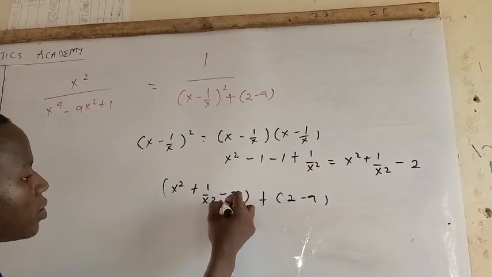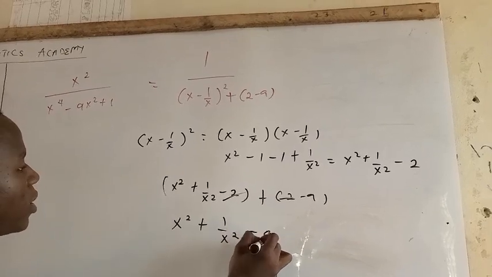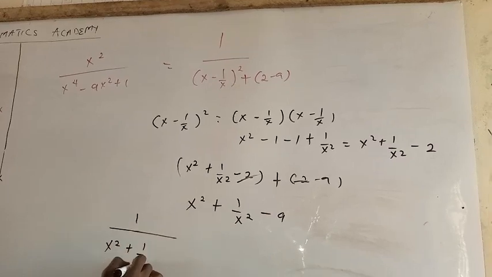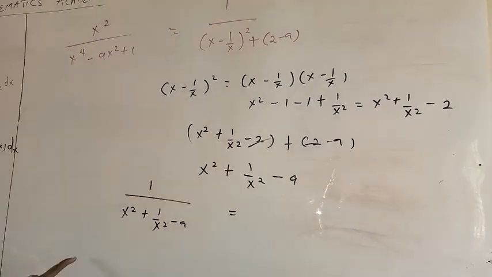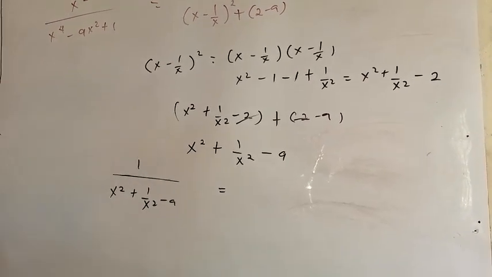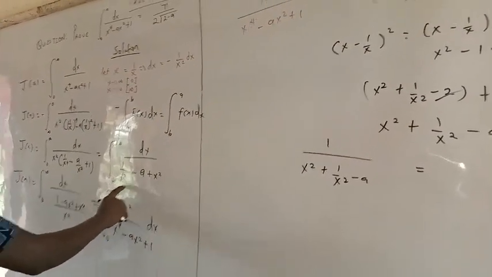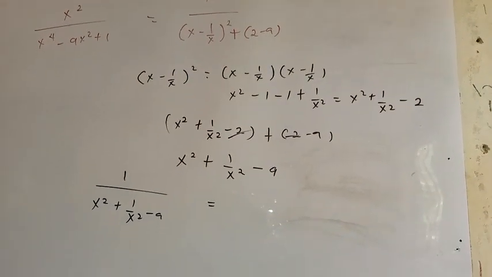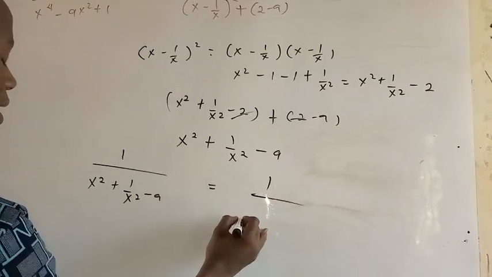You can see this and this cancel each other. Then I have x squared plus 1 over x squared minus a. So then you have your LCM here. The LCM will be x squared, and you can see we have our original integral here. Are you getting what I'm saying? So if you factorize this, you get this. So that is it. If you try to take the LCM, you have 1 over x squared.